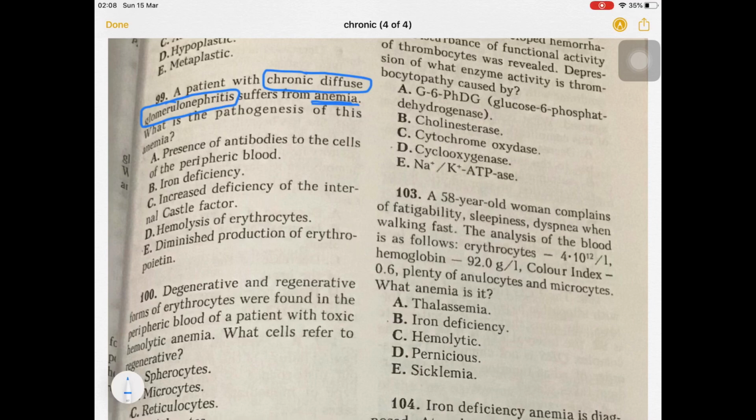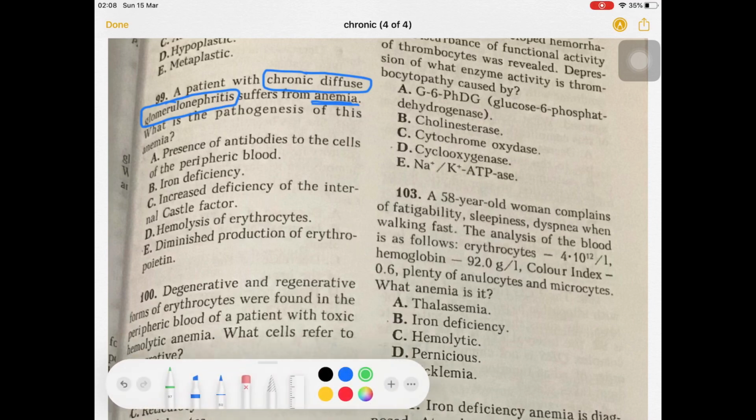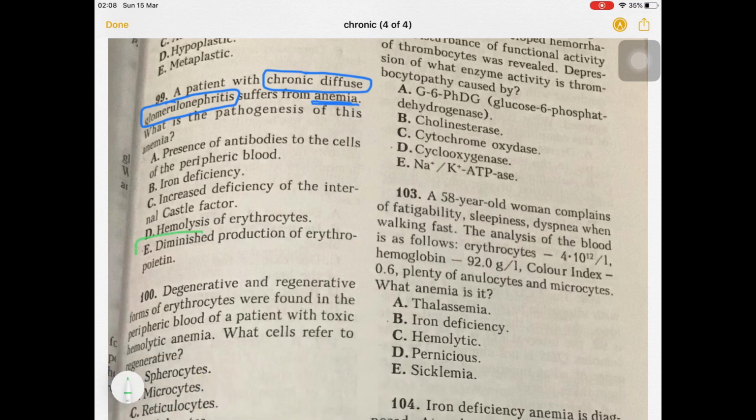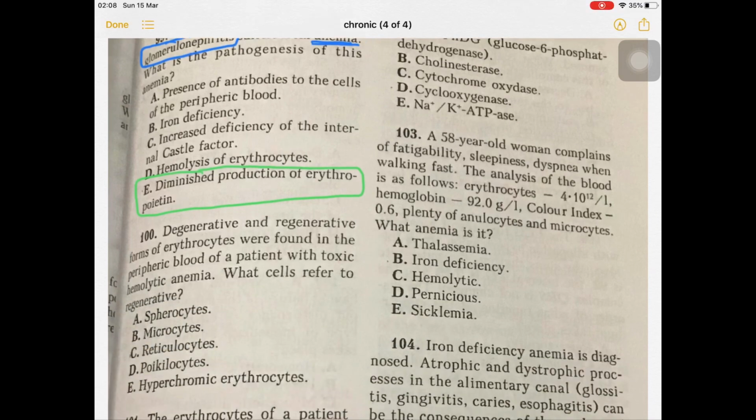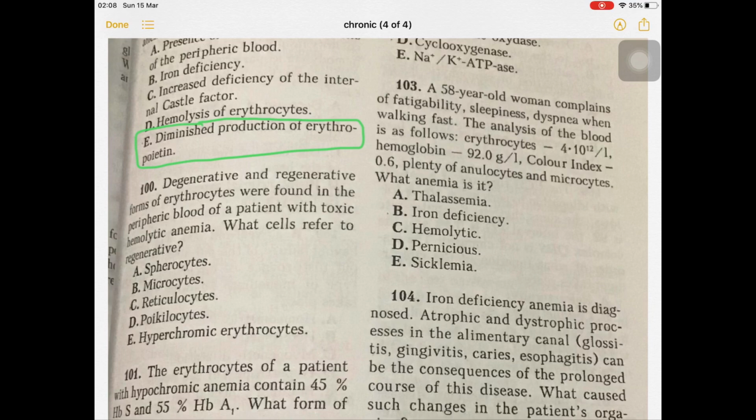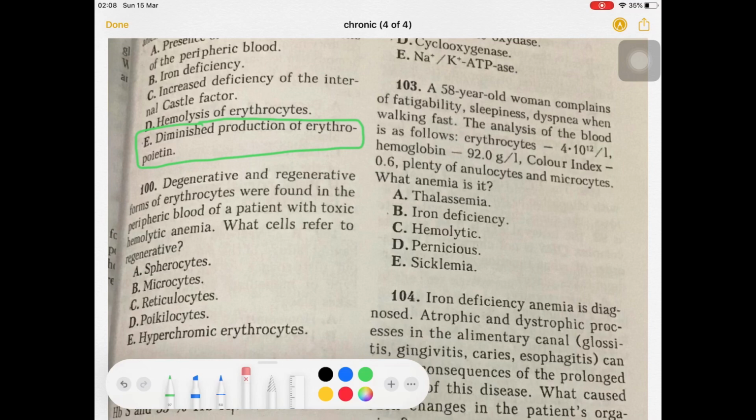So if chronic diffuse glomerulonephritis is there, they will definitely not be able to produce what? Erythropoietin. So decreased production of erythropoietin will be seen in our patient, right? Let's move further and talk about question number 100. They are talking about the peripheral blood in toxic hemolytic anemia, right?